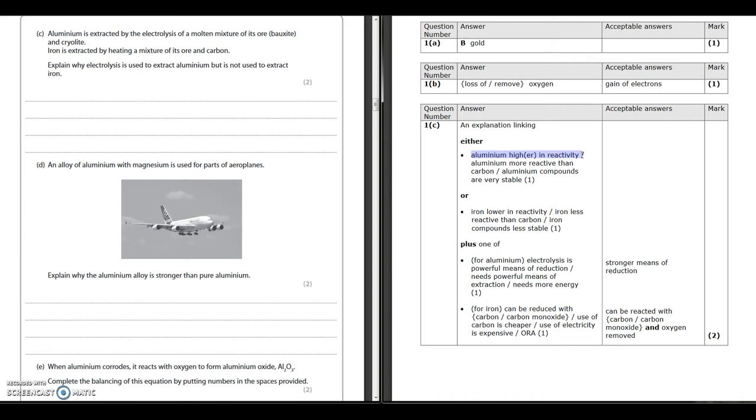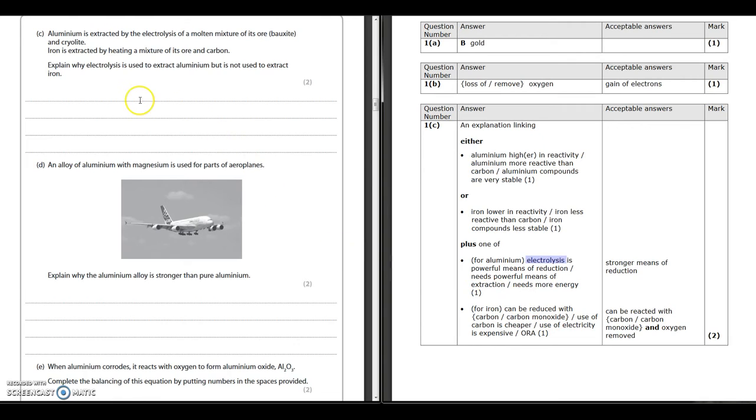Or one of the other things that you might be thinking about is the opposite, that iron is lower in the reactivity series. I'm throwing in an extra point. So the interesting things here are things like electrolysis is a better or more powerful means of reduction. So it's going to have more energy to give to it, so it can separate more reactive compounds. Or we can have that iron can be reduced by carbon, so it will work with carbon. There's an obvious link into cost here. Carbon's pretty cheap. Using electricity is going to be expensive on a big scale.